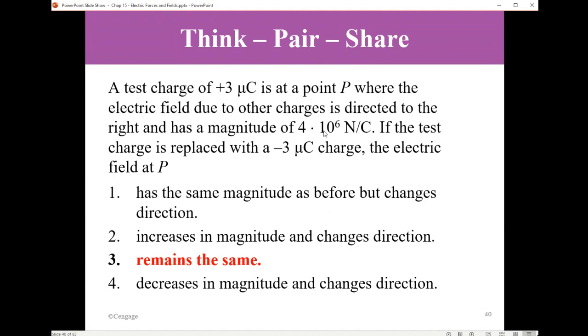The field does not care about the charges around it. The field is a property of the source charge. So in this problem, when it tells us that the field has this magnitude and it is directed to the right, this is the field generated by some other system of charges. It doesn't care about the test charge, whether it is a plus 3 or minus 3 or any other value. It will remain the same. Okay? Thank you.